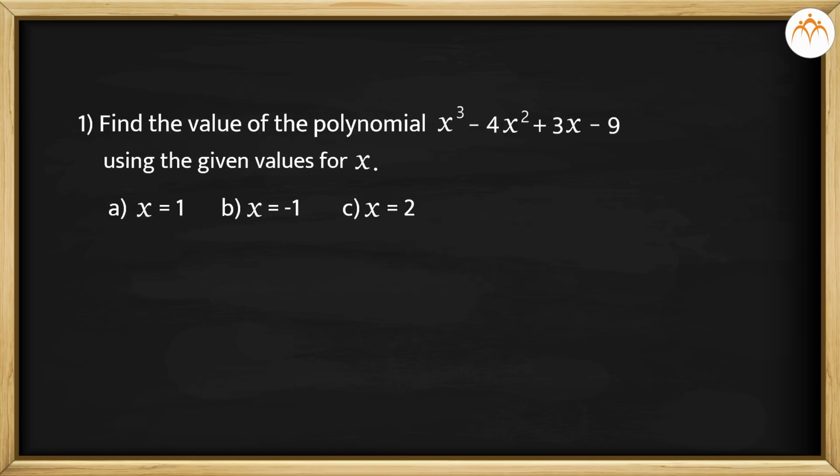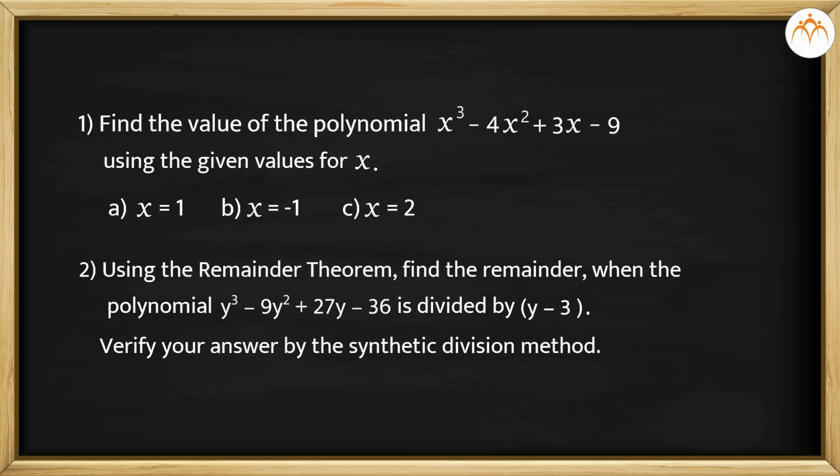Exercise. Find the value of the polynomial x cube minus 4x square plus 3x minus 9 using the given values for x equal to 1, x equal to minus 1 and x equal to 2. Using the remainder theorem, find the remainder when the polynomial y cube minus 9y square plus 27y minus 36 is divided by y minus 3. Verify your answer by the synthetic division method.